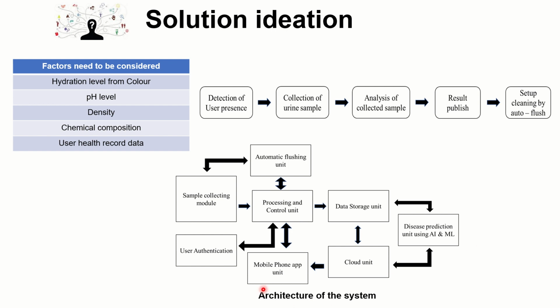The architecture of the system is explained in this slide. First, the user is authenticated using RFID tag cards. It is processed by the control unit, and then the sample collection module starts collecting the urine sample, and the health data is stored in the data storage unit and transferred to the cloud unit. This in turn is transferred to the mobile phone or wearables of the user. After all this process, the automatic flushing unit starts to work, and it flushes the urinal using cleansing solution.